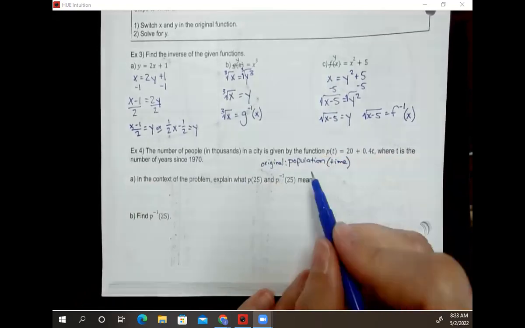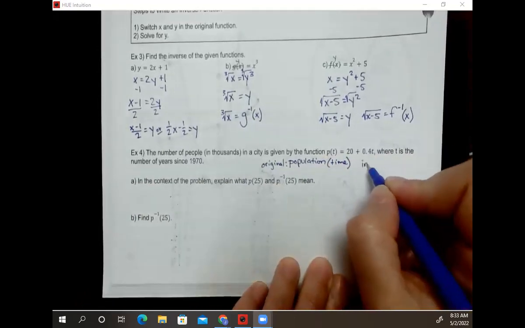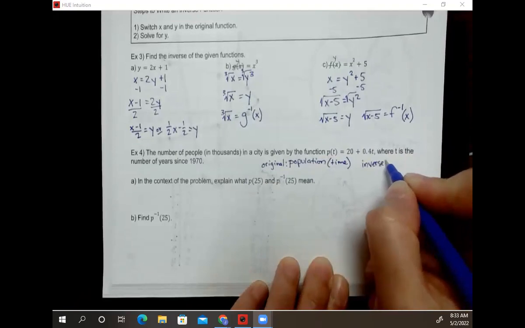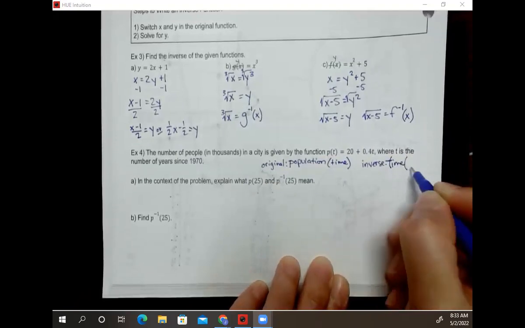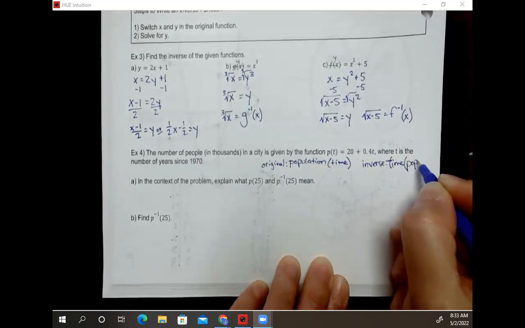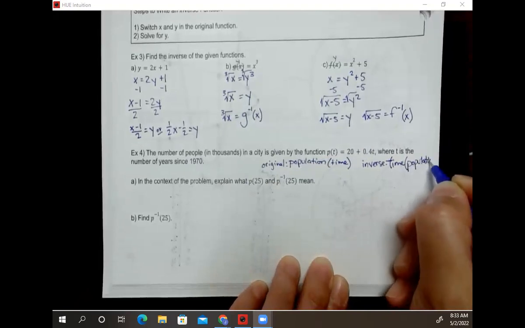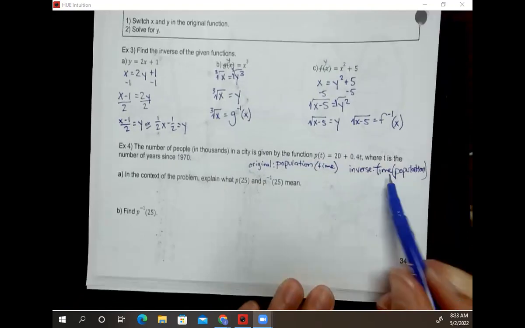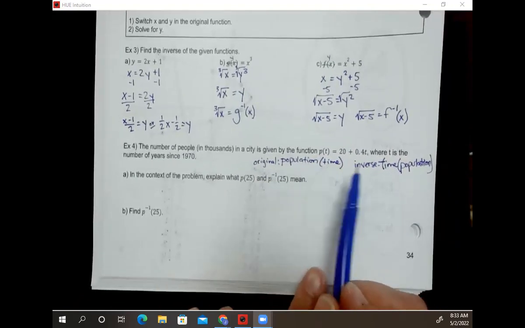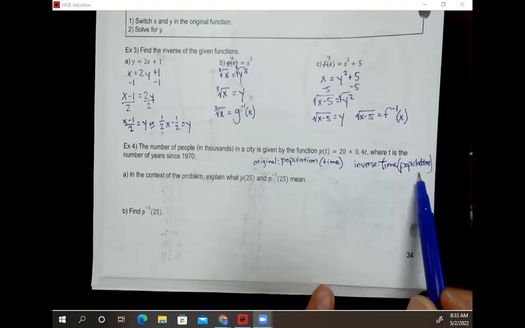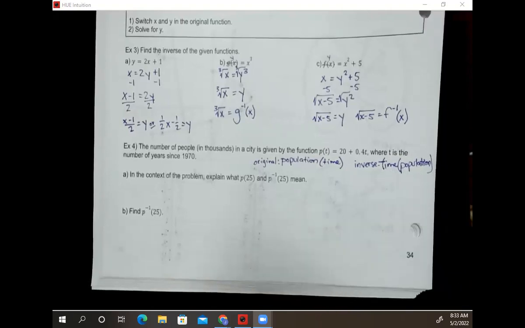For our inverse now, we're swapping the domain and range. So for our inverse function, we're going to use population to give us time. Okay, so time is a function of population in our inverse. Okay, I swapped that. Now let's talk about what this actually means when we put some numbers to it.